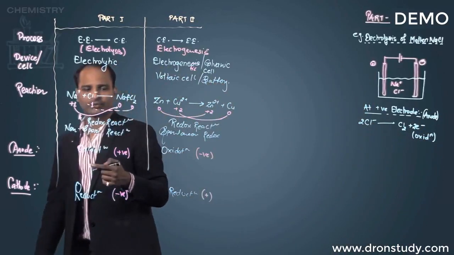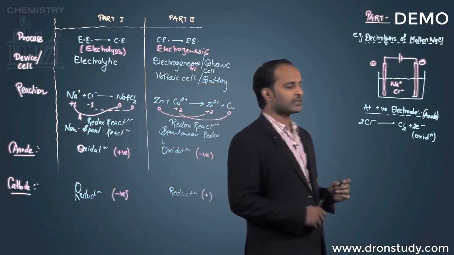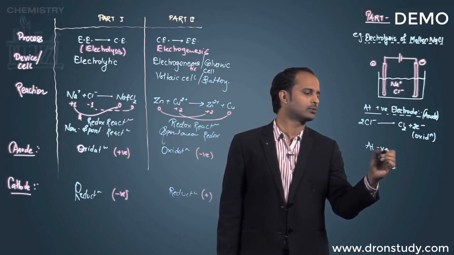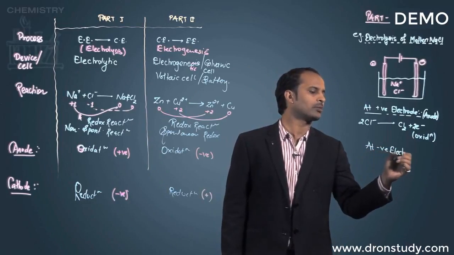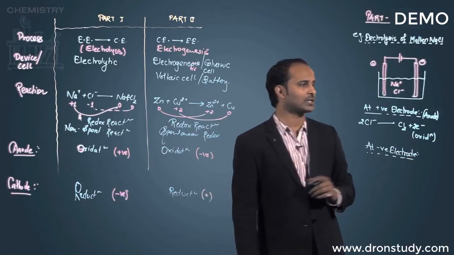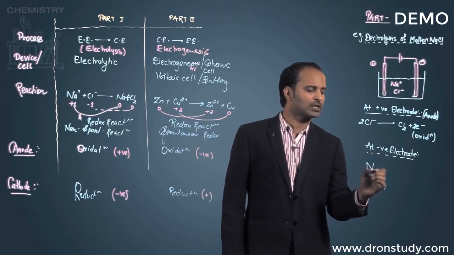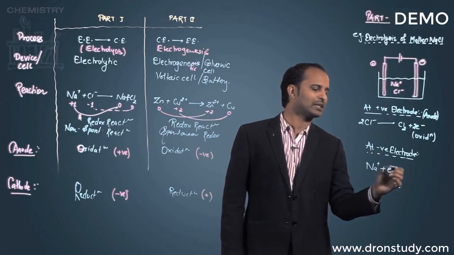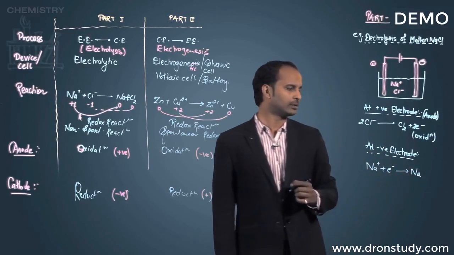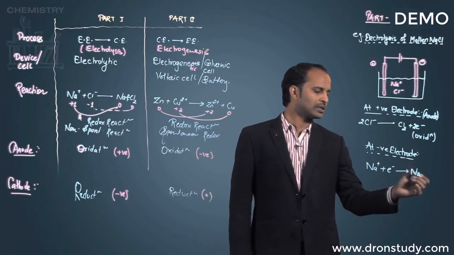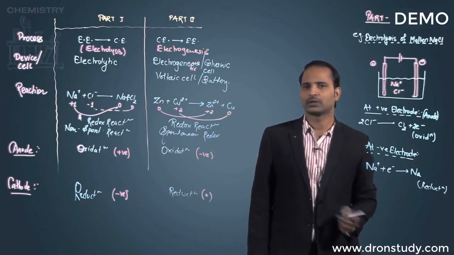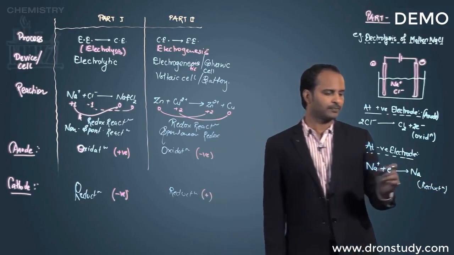Since oxidation is taking place, this positive electrode is acting as an anode in case of electrolysis. Now let's see what reaction is taking place on the negative electrode. At the negative electrode, the sodium ion will come, because of the opposite charge. Sodium has a plus charge, and being positive, it will gain an electron and form sodium metal. This is nothing but the reduction.